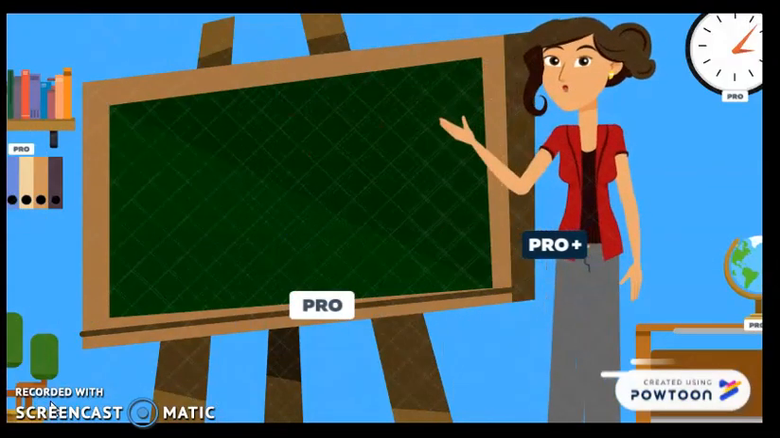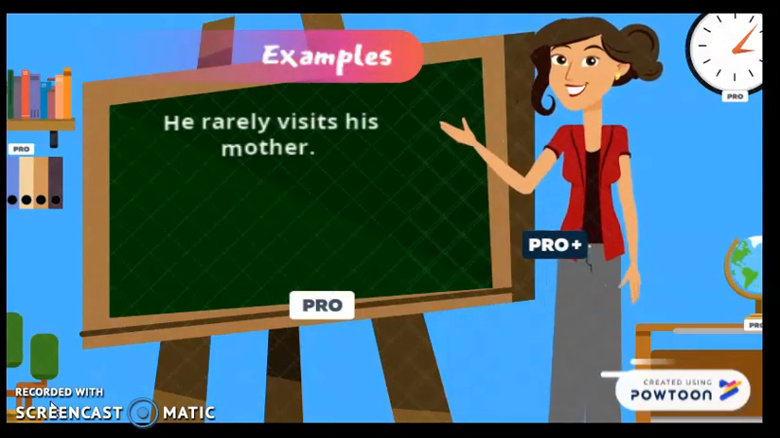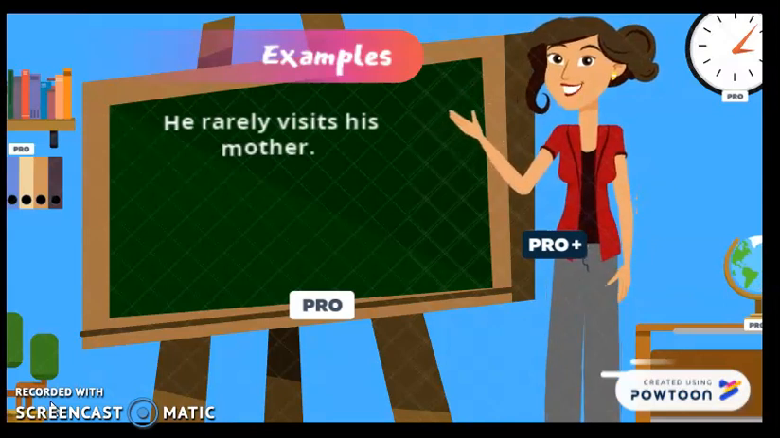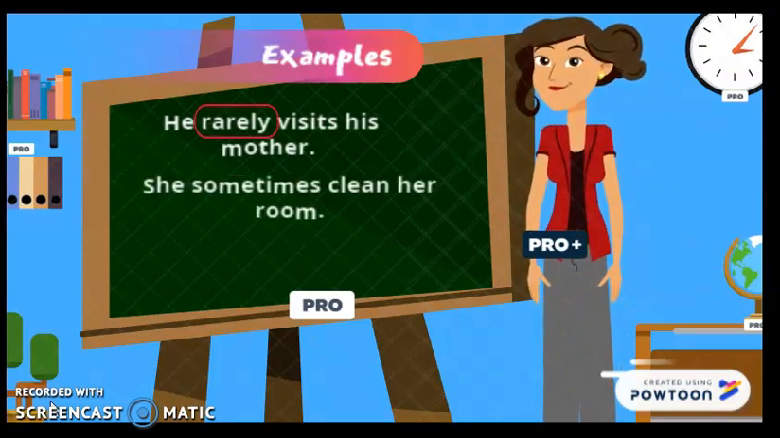Here are some sentences for our example. He rarely visits his mother. How often? Rarely. She sometimes cleans her room. How often does she clean her room? Sometimes.